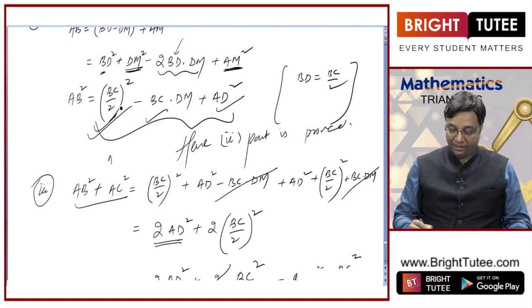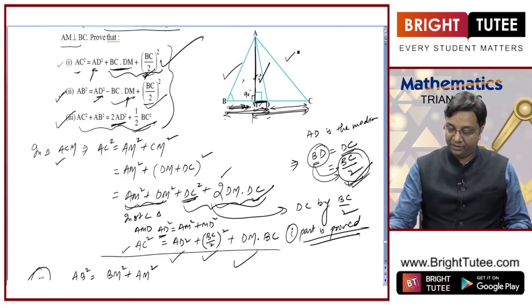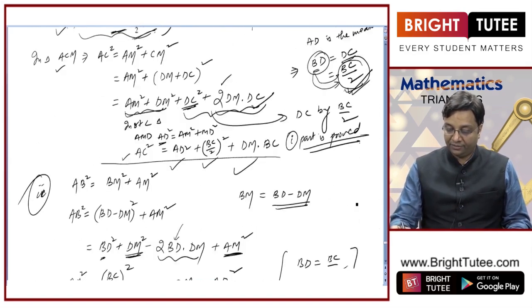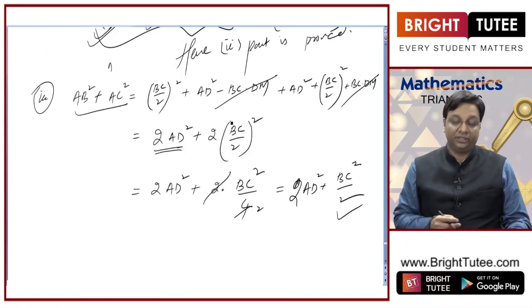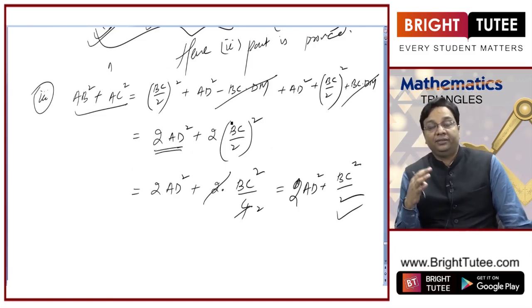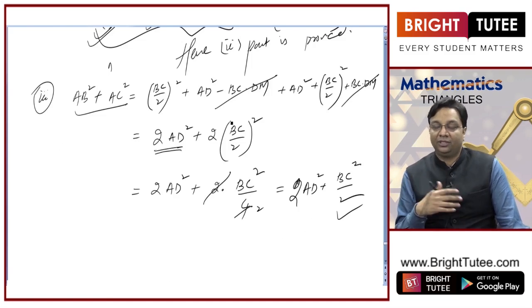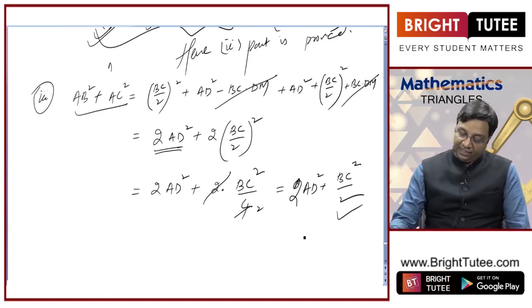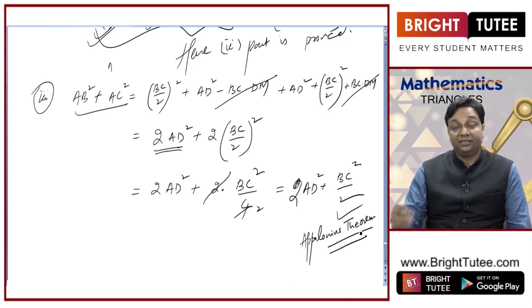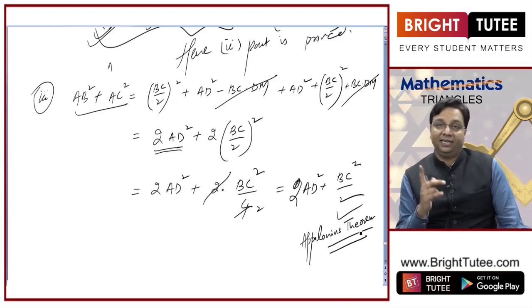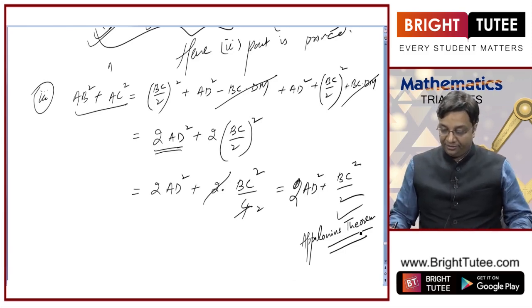So AB square plus AC square is equal to twice of the median squared plus half of BC square. Okay, this is another important theorem which you have to keep in mind from the perspective of competitive examinations if you are going to take NTSE, etc., right? And the name of this theorem is Apollonius theorem, which gives us a relationship between the length of sides and length of median. Okay.